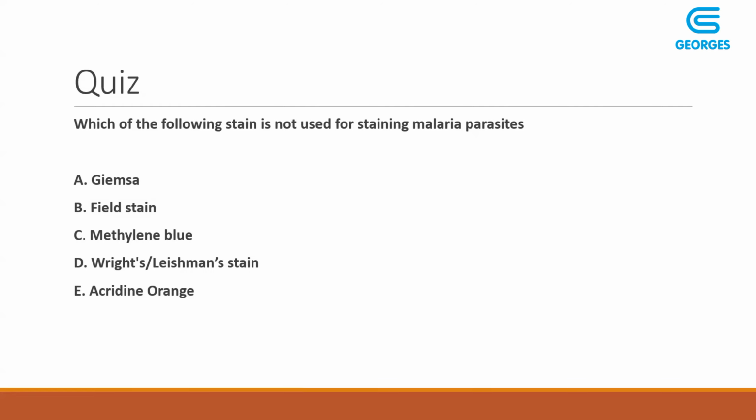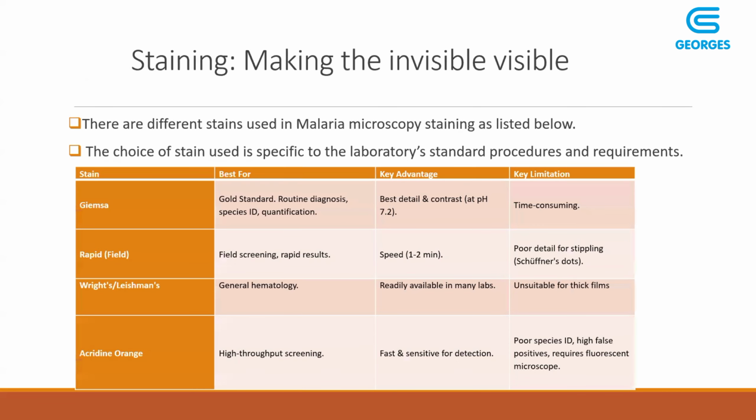So, staining for malaria microscopy. There are different types of stain that are used for malaria microscopy, which we are going to look at. What is staining? Staining is the art of making the invisible visible. The choice of stain used in malaria microscopy is dependent on the laboratory standard procedures and the requirements.